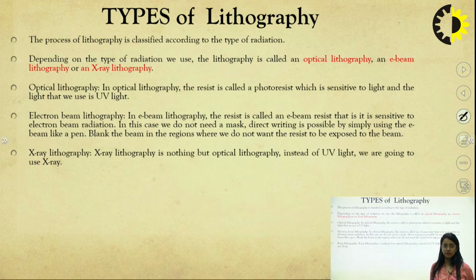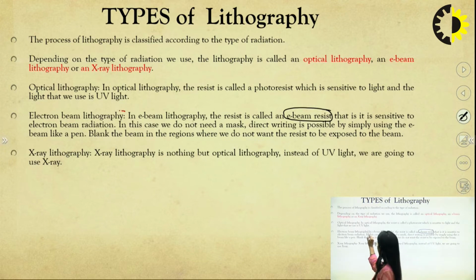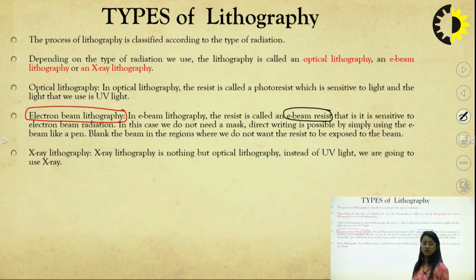Electron beam lithography is a lithography where the resist is called electron beam resist. So instead of photoresist, we have electron beam resist, meaning we should use a material which is sensitive to electron beam. This is the topic of this present lecture, electron beam lithography. Here the resist should not react to photons, and should react to electrons, to be more specific.